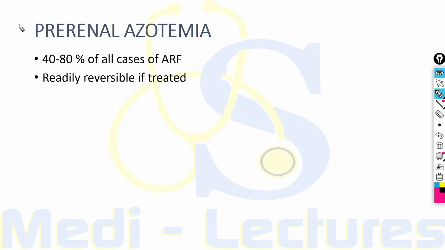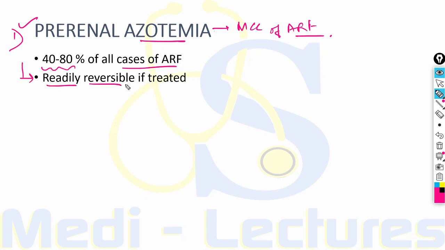Now let's begin our discussion with prerenal azotemia. This is the most common cause of acute renal failure, and it is responsible for 40 to 80% of all the cases of acute renal failure. The most important part is that it is readily reversible if treated on time.